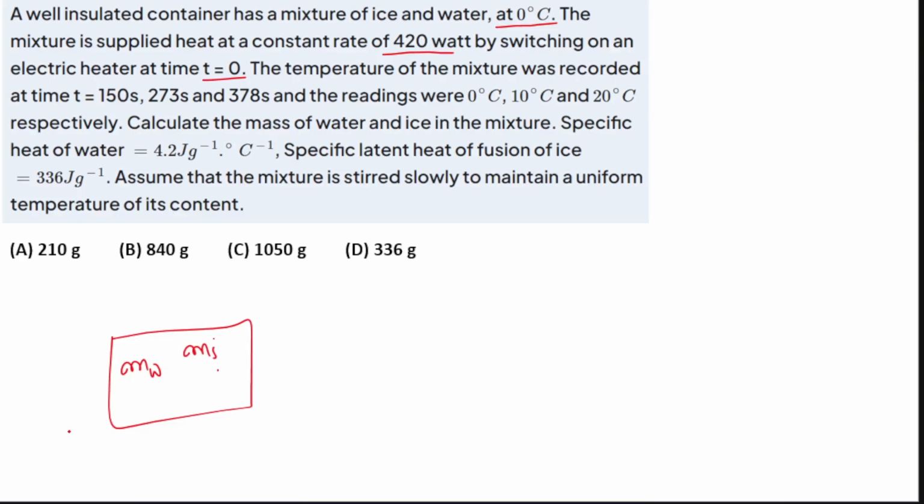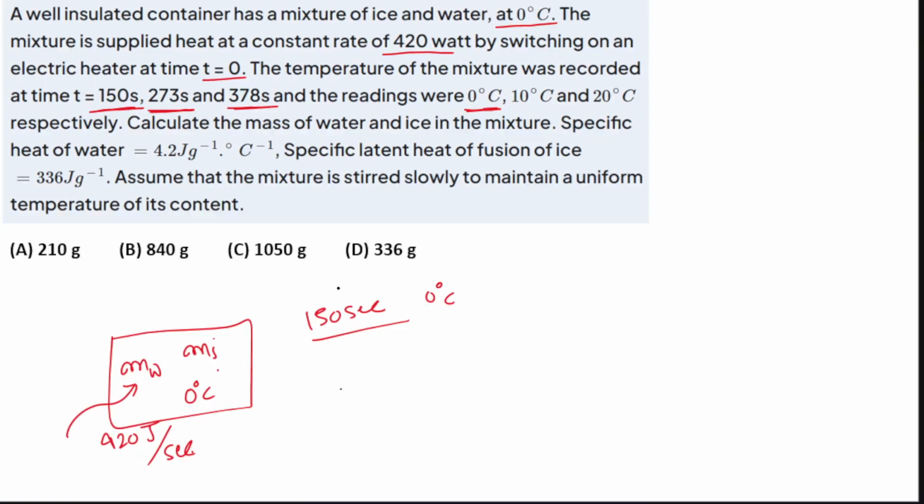So what you did, you started supplying it with energy, and that energy rate getting supplied is 420 joule per second. Okay. Now the temperature of the mixture is getting recorded, and it was recorded at time 150 second, 273 second, 378 second, and the readings were 0 degree at 150 second. So see, if your reading at 150 second is 0 degree, initially this mixture was at 0 degree and after 150 second also it is at 0 degree.